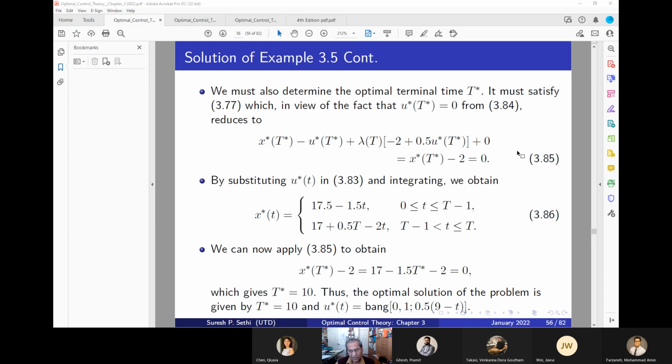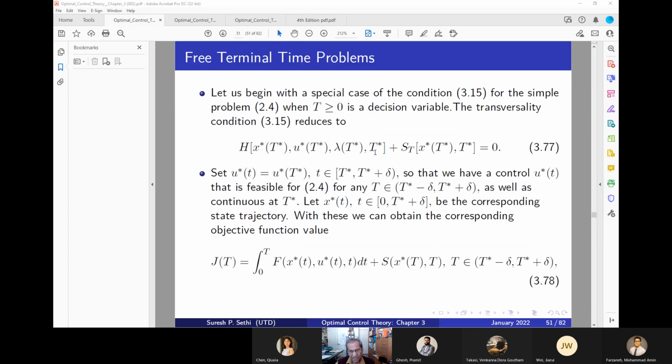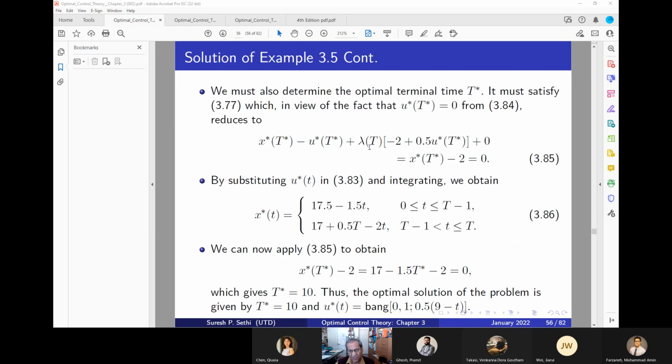You got it. We got a minor typo here. Is that also in the book? Is there a T star in the book? I thought this book is error free, but you never know.